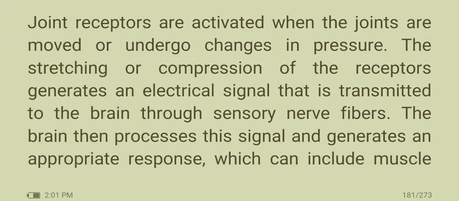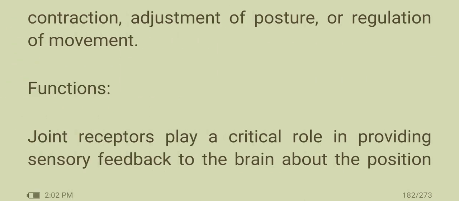Then, the stimulation mechanism. Joint receptors are activated when the joints are moved or undergo changes in pressure. The stretching or compression of receptors generates an electrical signal that is transmitted to the brain through sensory nerve fibers. The brain then processes this signal and generates an appropriate response, which can include muscle contraction, adjustment to posture, or regulation of movement.